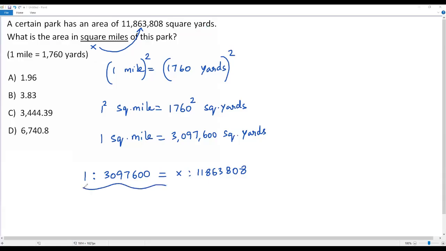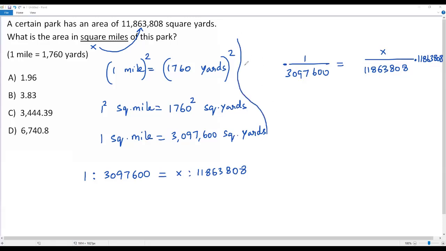To solve for x in this proportion, we have to write each ratio as a fraction. The ratio on the left side as a fraction is 1 over 3,097,600. On the right side, the ratio as a fraction is x over 11,863,808. Now to solve for x, I have to get rid of this denominator. For that, I have to multiply both sides by 11,863,808. Let me multiply on the left side also by the same value, 11,863,808. So this one and this one will cancel out.